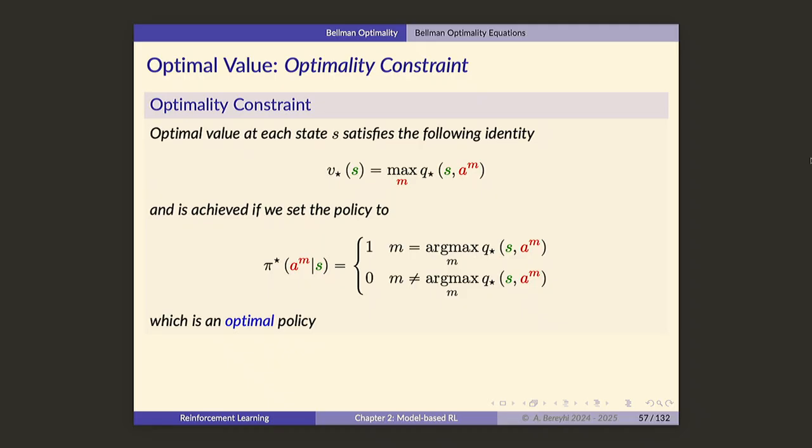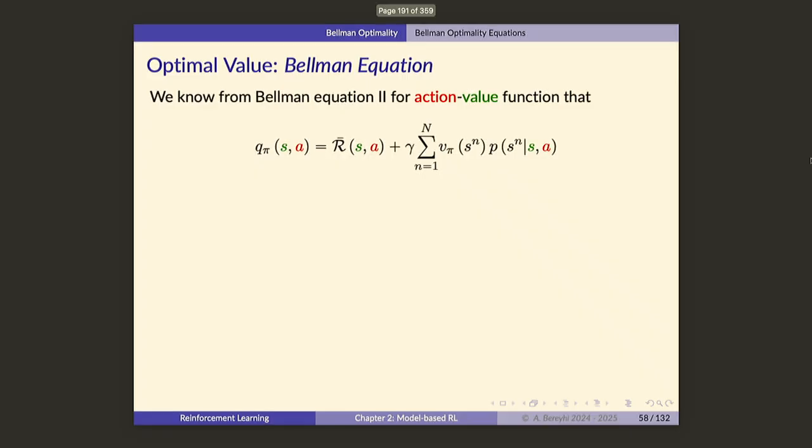If I claim that this particular policy is optimal, then you can check this condition and tell me whether I'm lying or not. But if you want to start from scratch and write down the optimal policy, you need to know this Q star. How can you know this? Well, let's do this together.